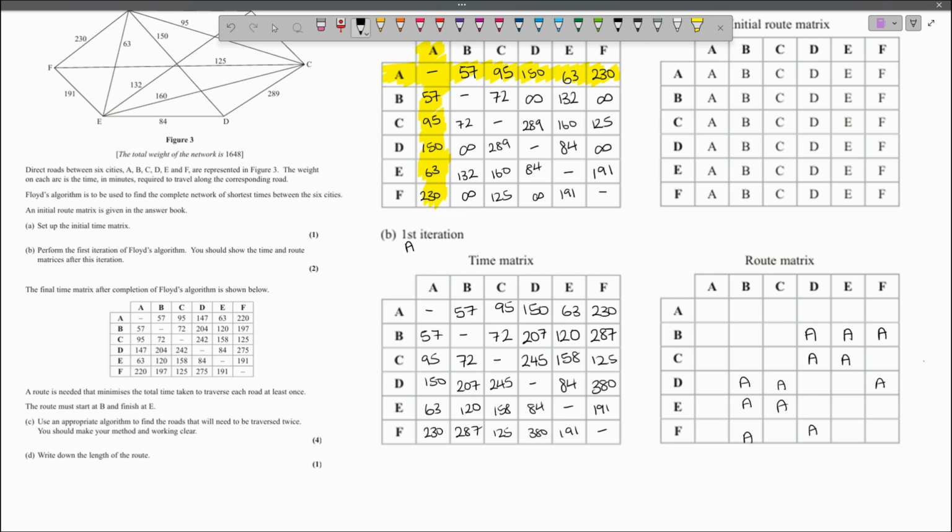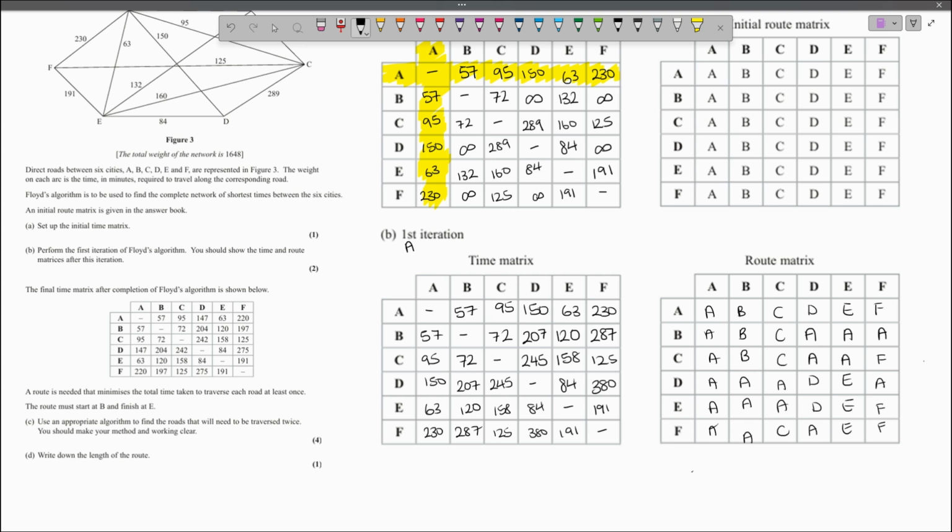And then when we're filling out a root matrix, any value that we've not yet changed, we're just going to copy from the root matrix previously. So doing that, we're going to get A, B, B, B, C, C, C, C, D, D, D, E, E, E, and E, and finally F, F, F, and F.